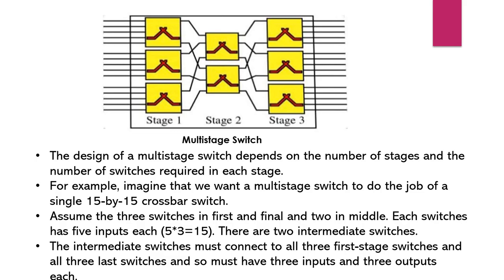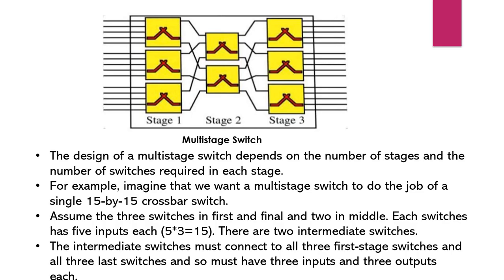We are using different stages: stage 1, stage 2, and stage 3. In stage 1 we are using three switches, in stage 2 two switches, and in stage 3 three switches. So in total we have 15 inputs and 15 outputs. The 15 devices are connected to the 15 devices on the other side by using the different stages. Generally, 15 devices to 15 devices in a crossbar switch needs 225 switches. But using multi-stage switches, we need only 78 switches to connect the 15 to 15.